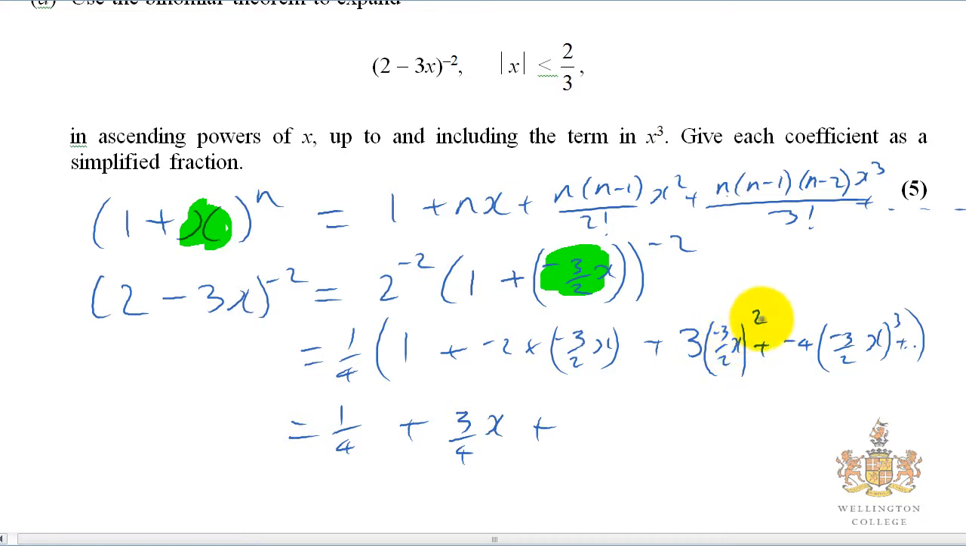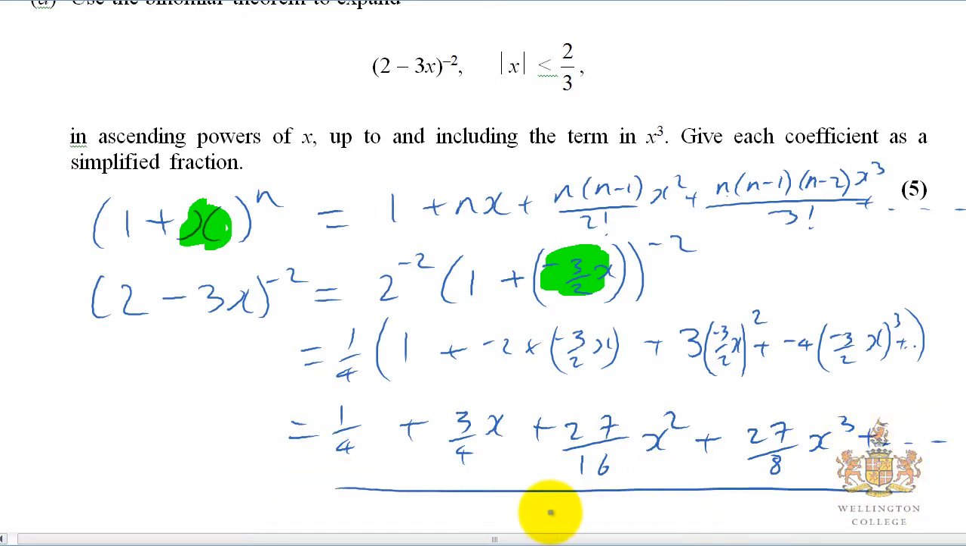Once we've cancelled this all down, 3 squared is 9 times 3, so we get 27 over 16x. 4 times 2 squared is 16x squared, and then we've got 3 cubed, 27. The 4 times the quarter will cancel, and that will be over 2 cubed, which is 8. For the signs, we had 3 powers there, so that's an odd power, so that's negative, times negative gives you a positive. And that is our answer to part A.